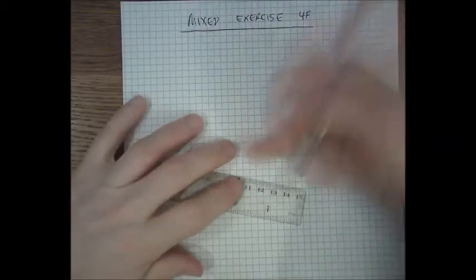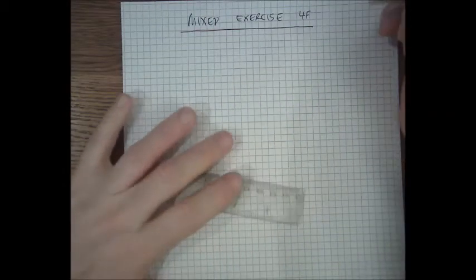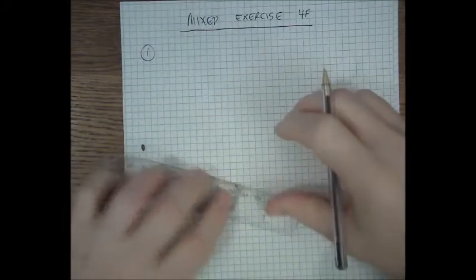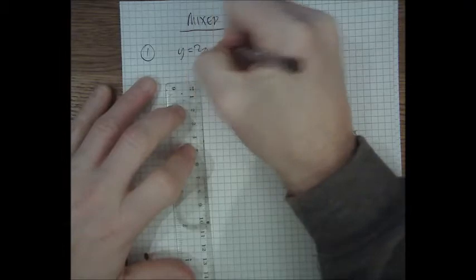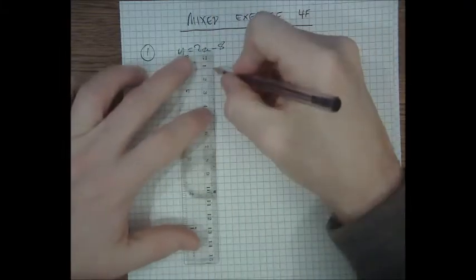Okay, this is mixed exercise 4F from the core book. Question number 1: the line y equals 2x minus 8 meets the coordinate axes at A and B.